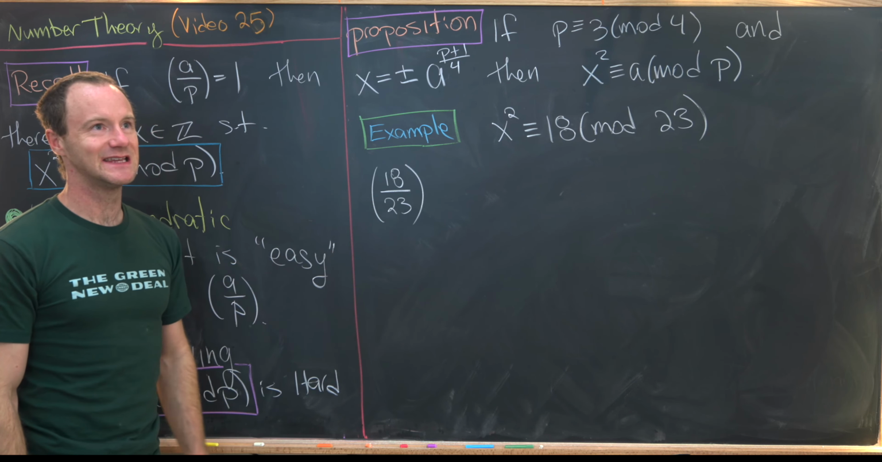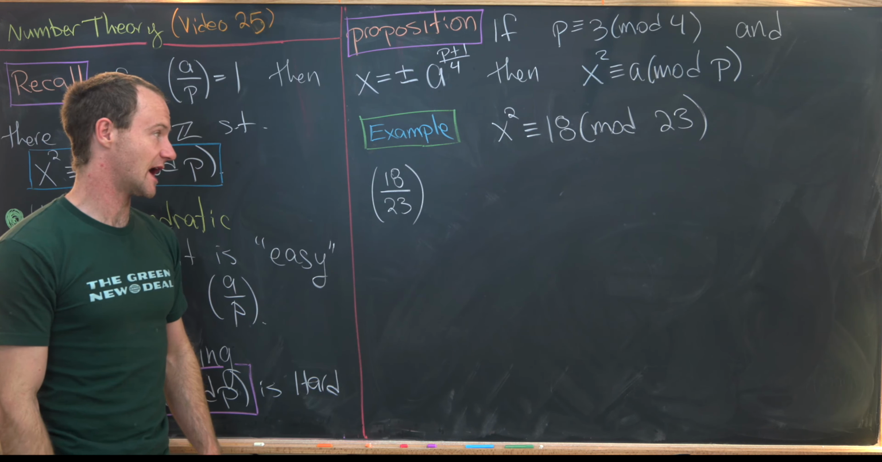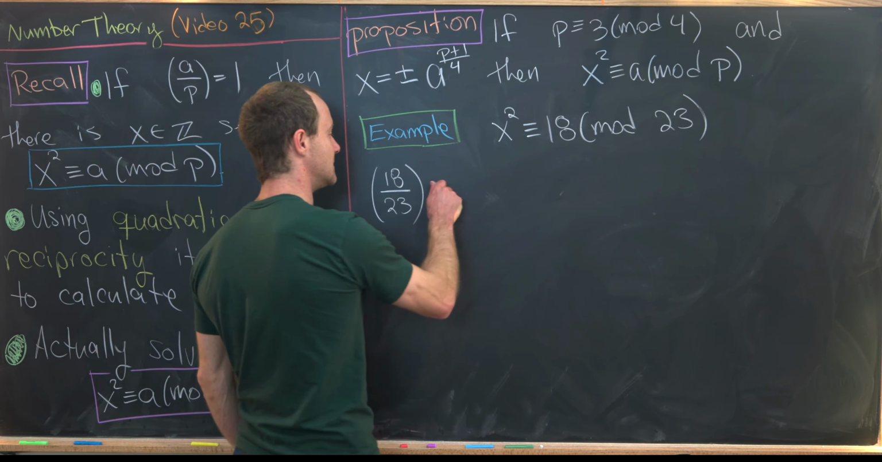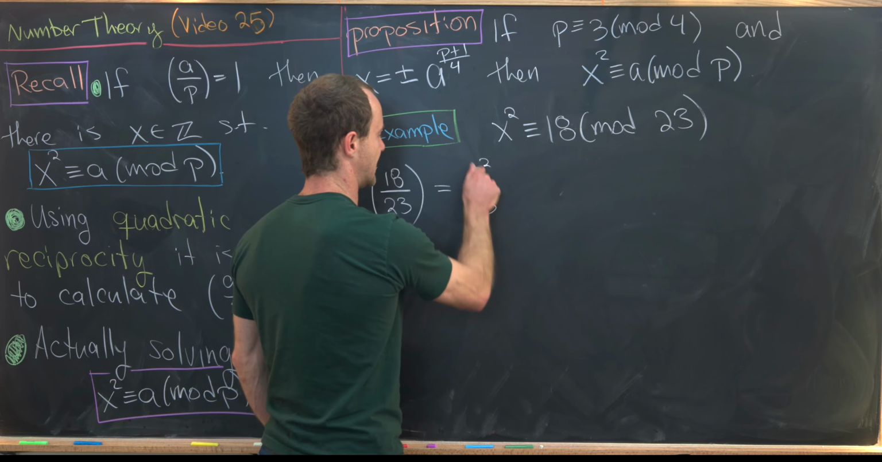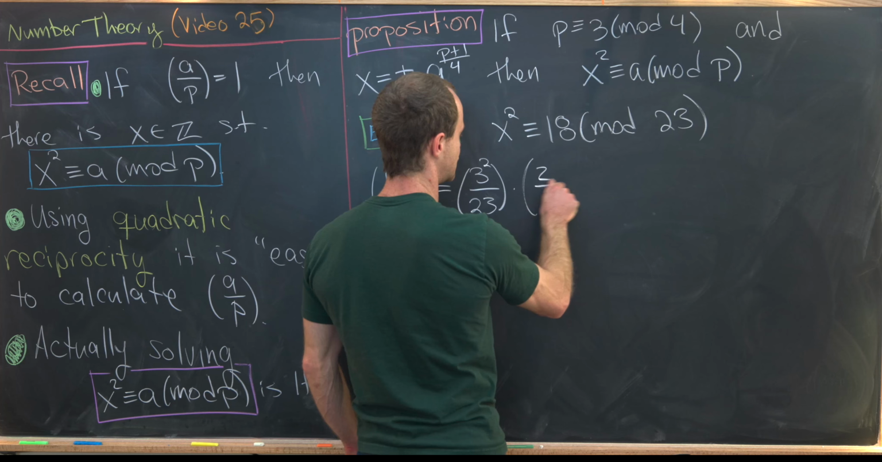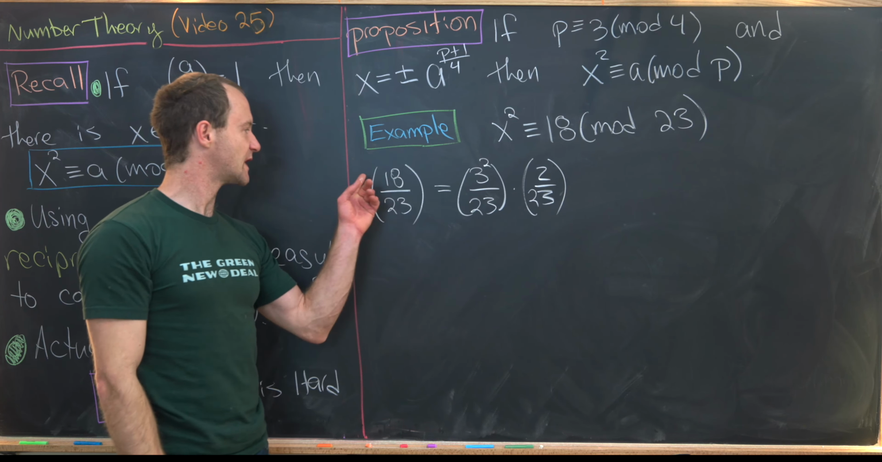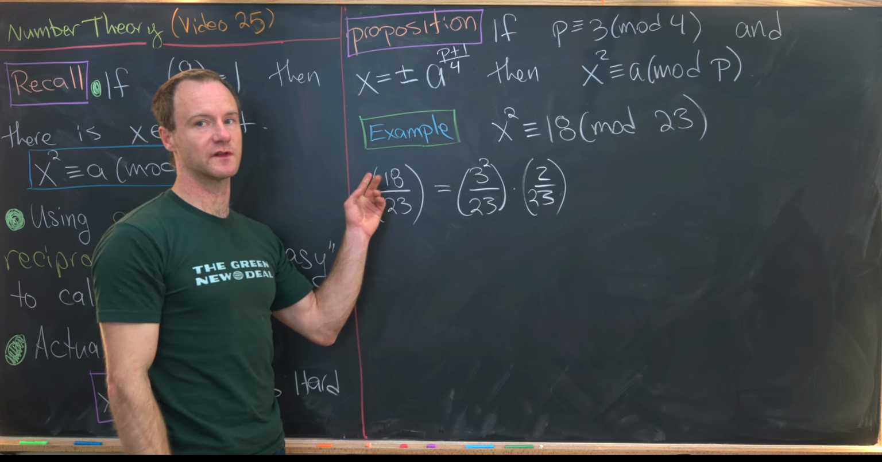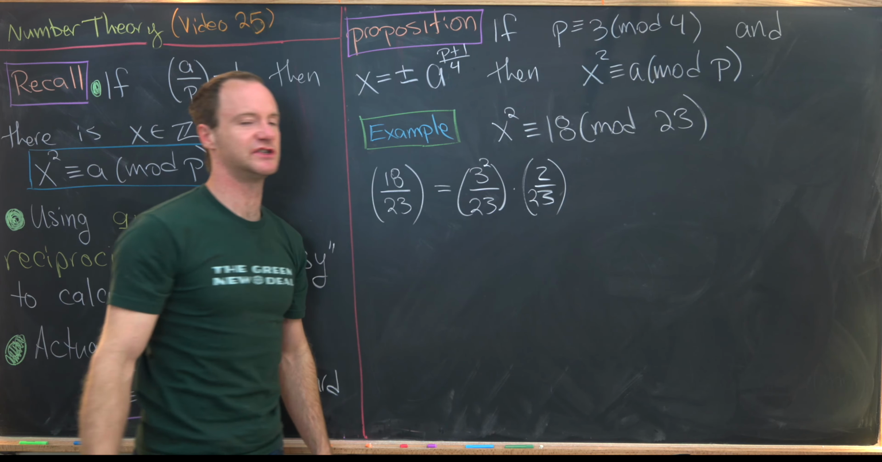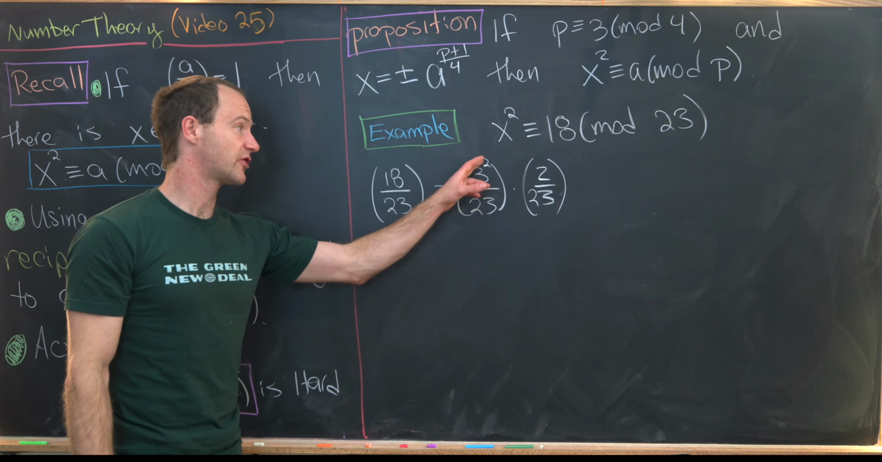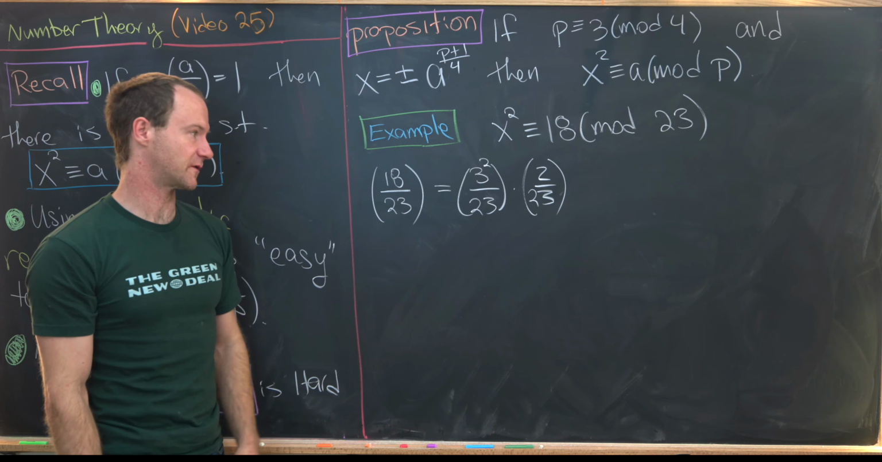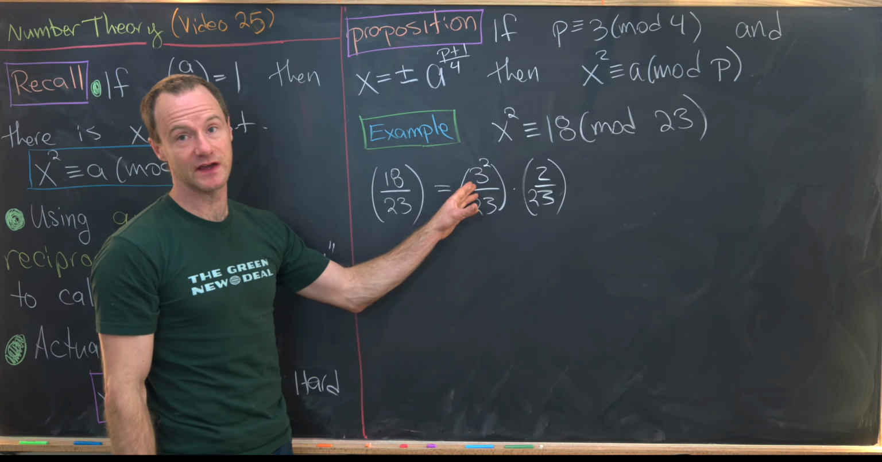But notice that 18 is the same thing as 2 times 9. So we can rewrite this as (3 squared/23) times (2/23), because whenever you can factor this top part of the Legendre symbol, you can split it up into 2 Legendre symbols. We proved that previously. Next, 3 squared is already a perfect square, so we don't even have to think about this.